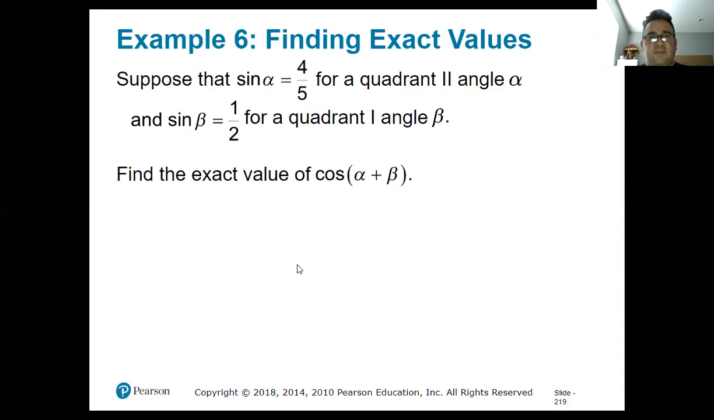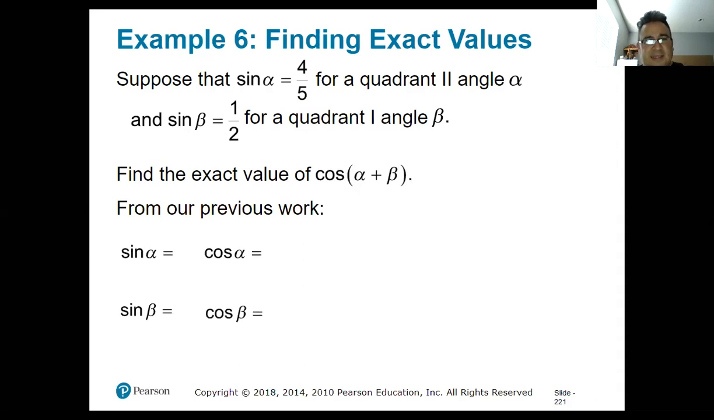Example 6. Suppose you have to find the exact value of cosine of alpha plus beta. So now we need both of these, right? We're going to use some of the information that we already came across. So let's see. We have sine of alpha, sine of beta, cosine alpha, cosine beta.